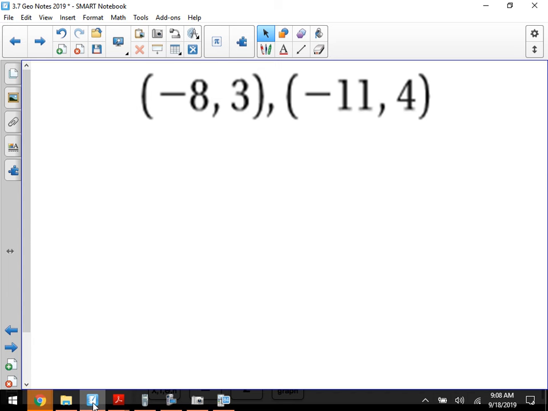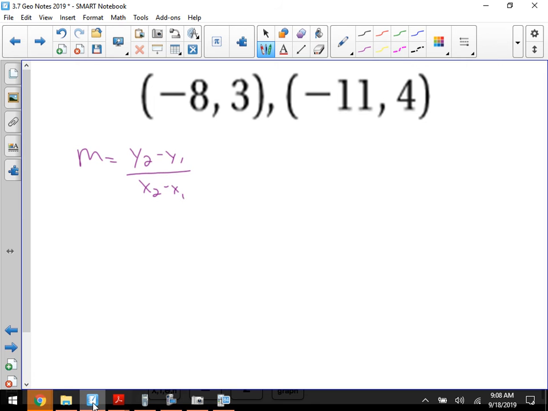So what do you get for a slope of this one? So 4 minus 3, negative 11 minus negative 8. So this is 1 over negative 3. So you'd say your slope is negative 1/3.